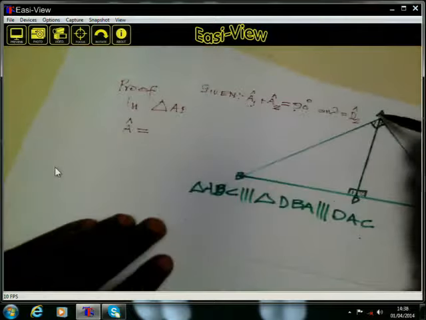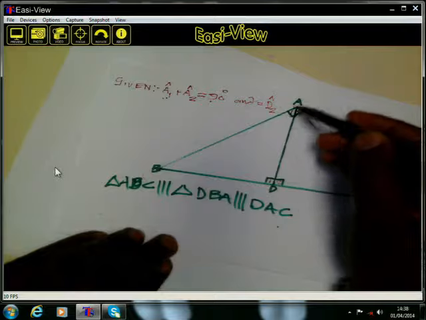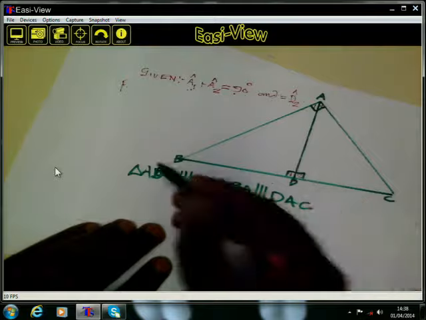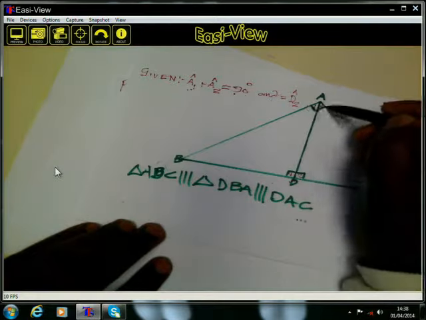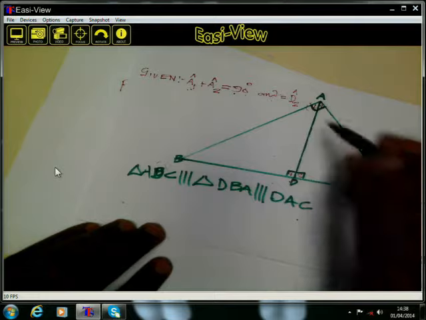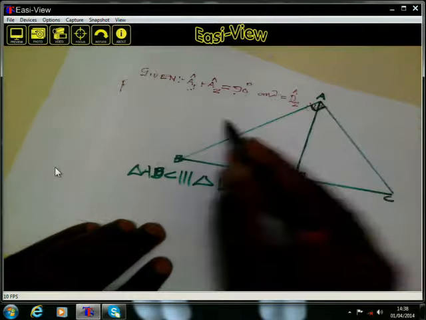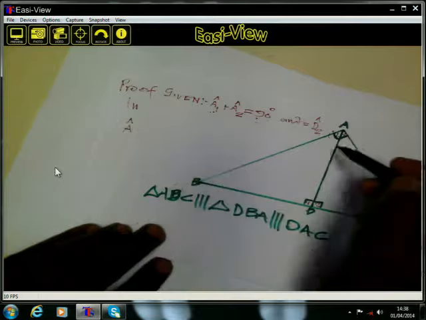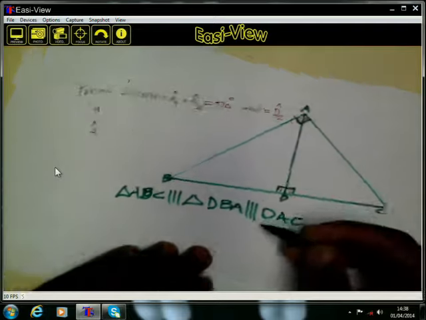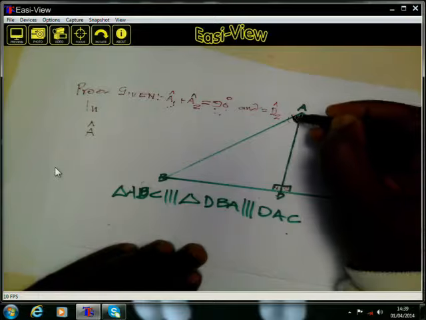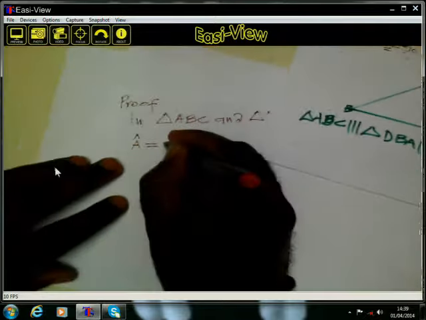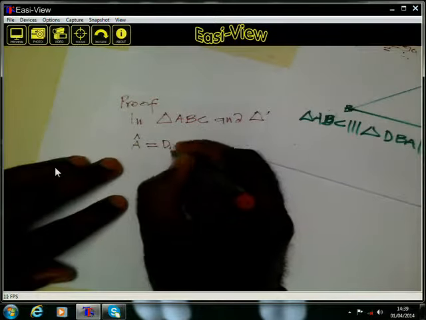Angle A in the bigger triangle, that is this angle, will be equal to D1 of DBA. Remember, in the bigger triangle, when we started, we said this angle is 90. But we have also spotted that our D1 is also 90. So the angle A, that is A1 plus A2, is 90. So the whole of A is 90. So in the bigger triangles, we have already spotted that this angle D1 will be equal to angle A. So that is what we can write down. We say A is equal to D1.